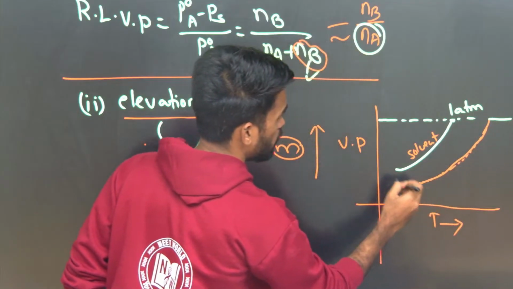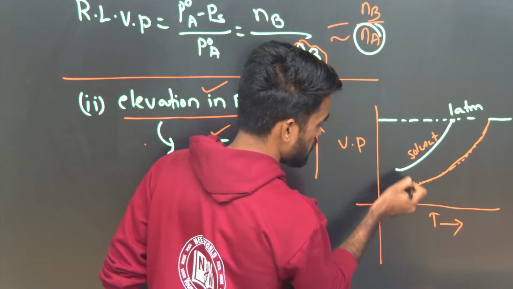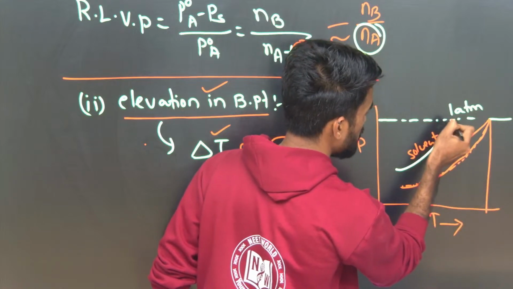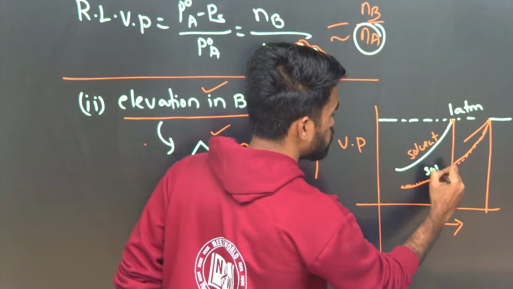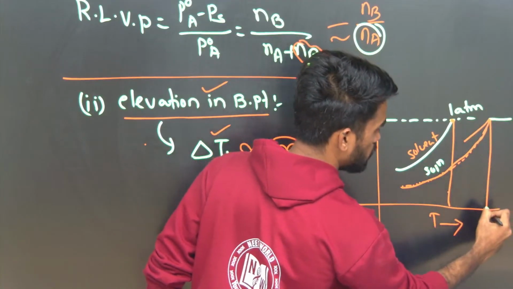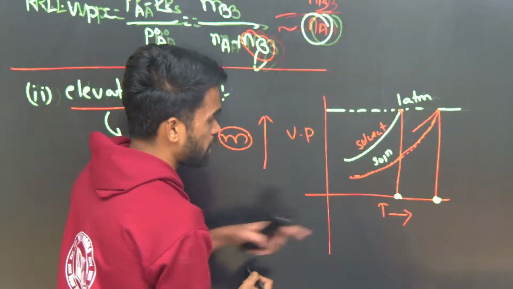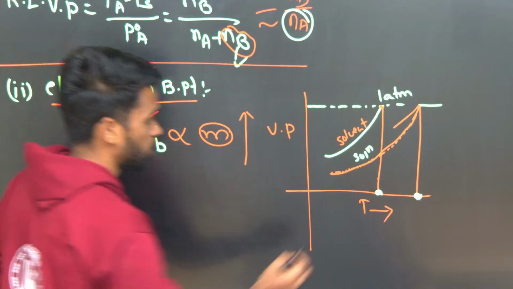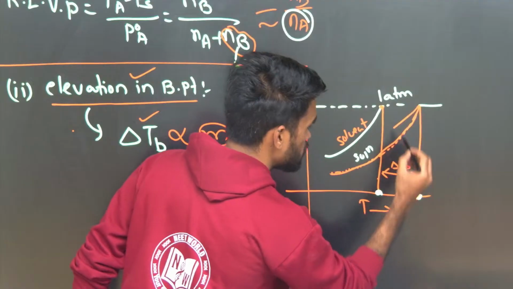So what you are observing here is that at each point vapor pressure is decreased and the boiling point is raised. Initially it is here, and after adding that solute, it becomes a solution and the boiling point moves up to here. It means the temperature is increased. That is the elevation in boiling point. This difference you can indicate as delta Tb, elevation in boiling point.